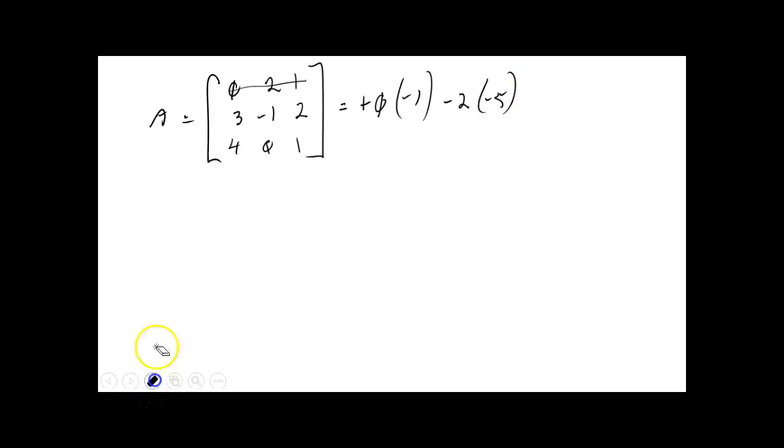Let me get my pen back. +1 because it's in a positive position, and then do this. What does that give you? 0 minus a -4. Remember, you're doing the determinant. 0 minus a -4. Remember, it's positive the downstroke, negative the upstroke.